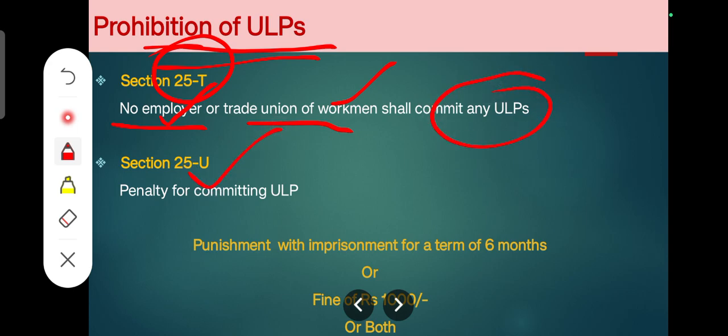And section 25 subsection U tells about this penalty. If you are still indulging into these unfair labor practices, it will lead to a punishment which may extend to 6 months or a fine of rupees 1000 or both. So if anyone is indulging into these ULPs and it is proved, so there can be imprisonment of 6 months, there can be fine of 1000 or both. So this was all about unfair labor practices. Thanks a lot.